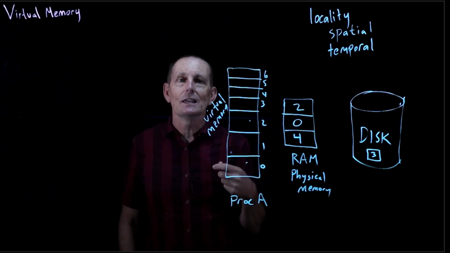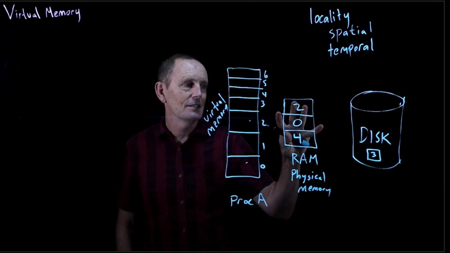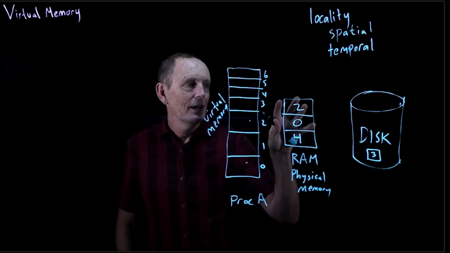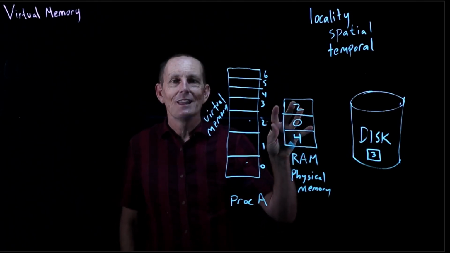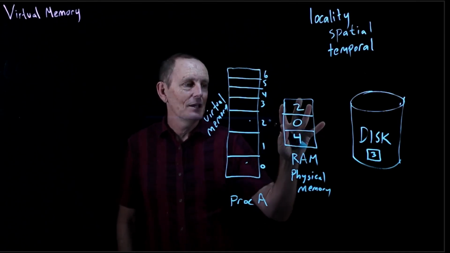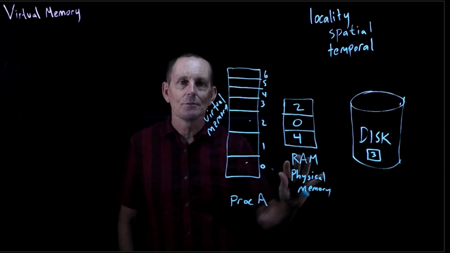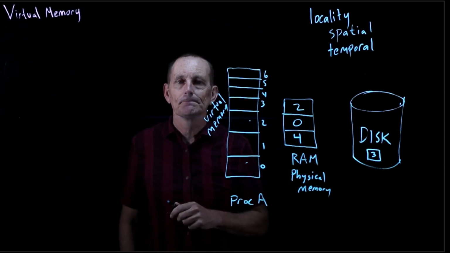So think of it kind of as a hit rate for a cache. Again, this is a big cache for pages on disk. And so the high hit rate means that our effective access time is about that of physical memory and not that of disk, which is thousands of times slower than physical memory.